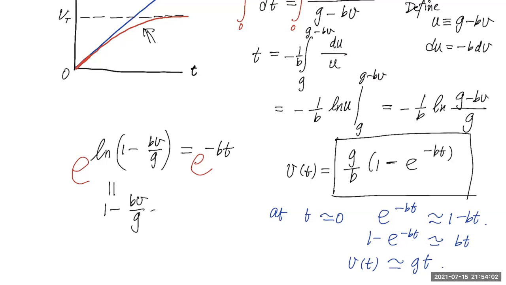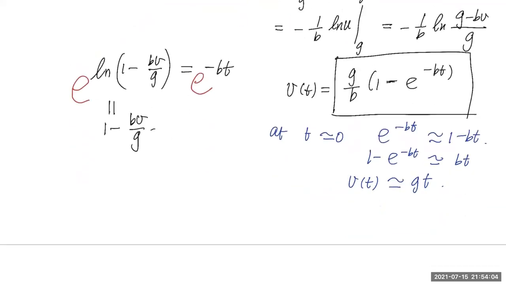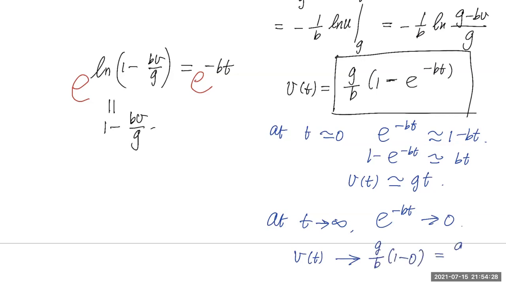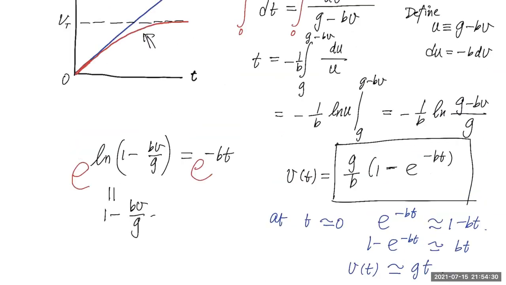As a matter of fact, at t approaching infinity, what happens to the equation? Well, e to the power negative bt would approach what? 0, right? Because essentially e to the power negative infinity approaches 0. So then v of t approaches g over b times 1 minus 0, and that's just g over b. That's exactly what we get for terminal velocity.